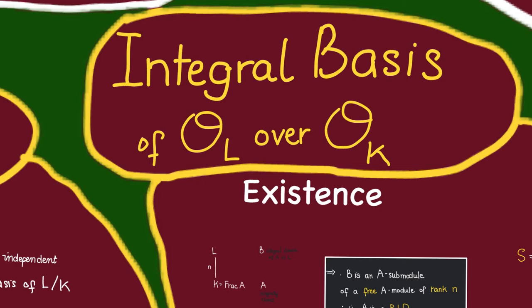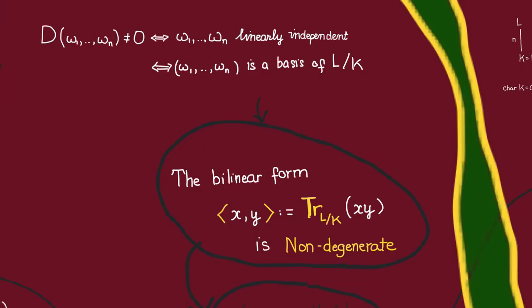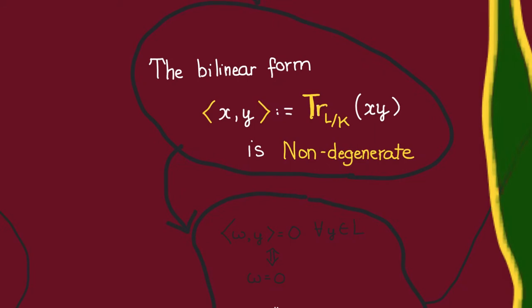Well, first, it can actually prove existence of such an integral basis. The key idea is to use the existence of a dual basis. So observe that the fact that this discriminant is non-zero for a basis means that this bilinear form is non-degenerate. What that means is that for a given omega in L, omega pairs with every element of L to 0 if and only if omega was 0.